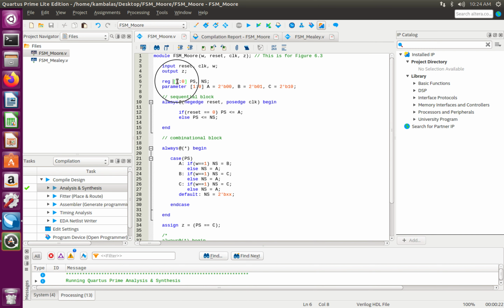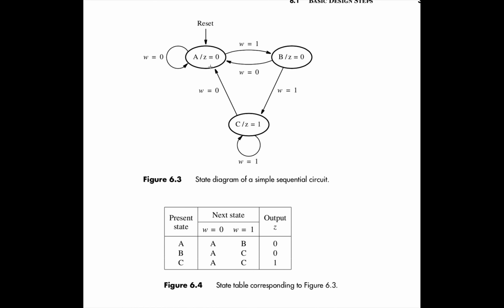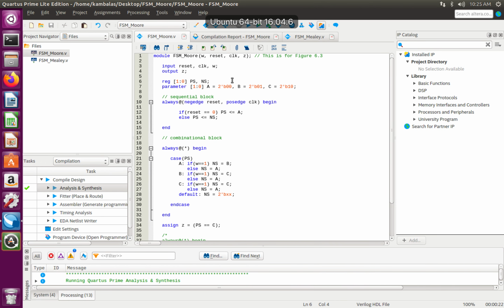Now, you might be wondering, why is it 2 bits long? Well, the reason quite simply is because I have 3 states, right? If I have 3 states, I need 2 bits to encode each of these states. So let's say A is 00, B is 01, C is 10. So that's why I have 2 bits.